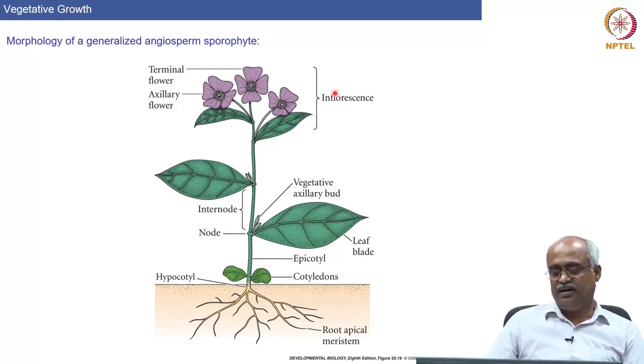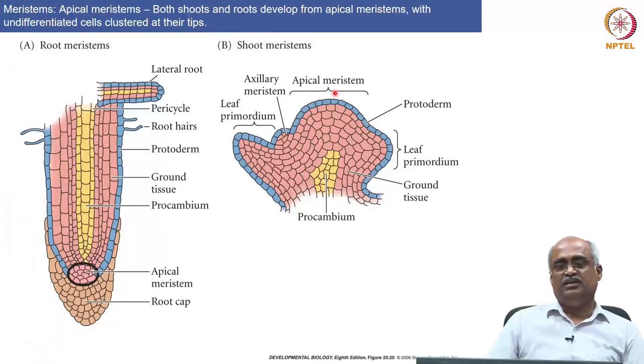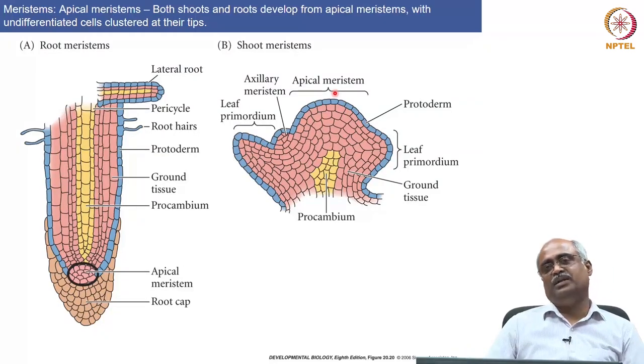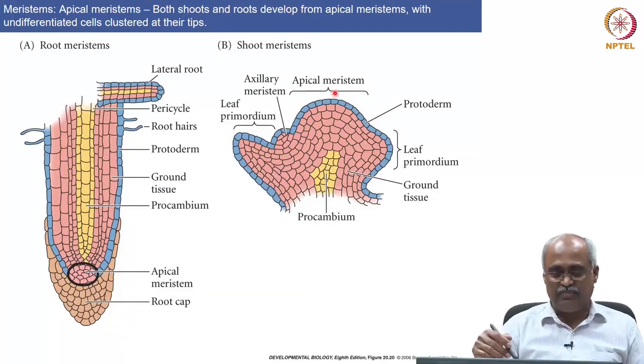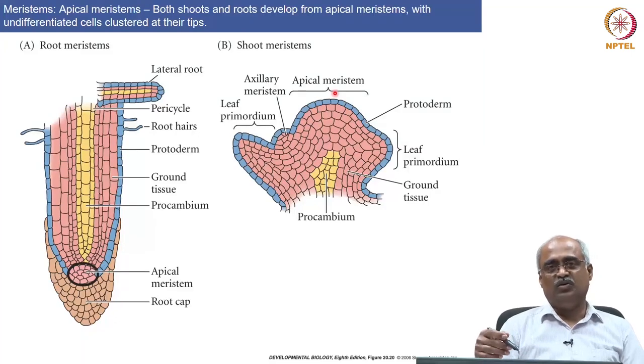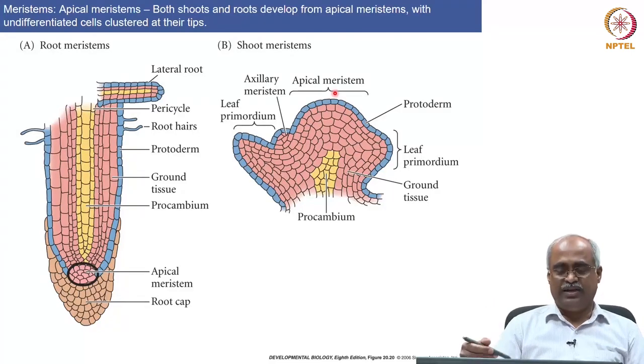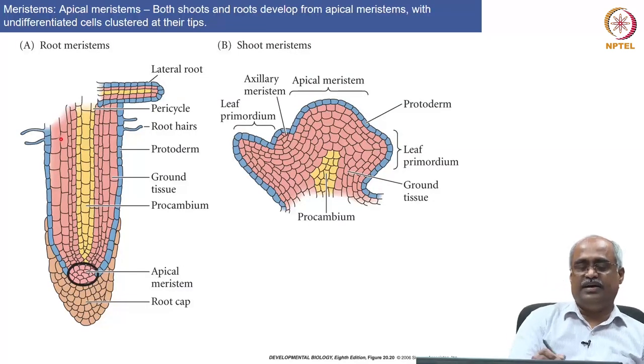Okay, so this is the morphology of a generalized angiosperm sporophyte. So now let us get to development. The first thing is we are going to focus again on the two meristems, what they do, what kind of structures they make up, and then we are going to quickly jump into flower development. The rest of leaf development, stem development, vegetative growth, all of that we are going to kind of pass through.